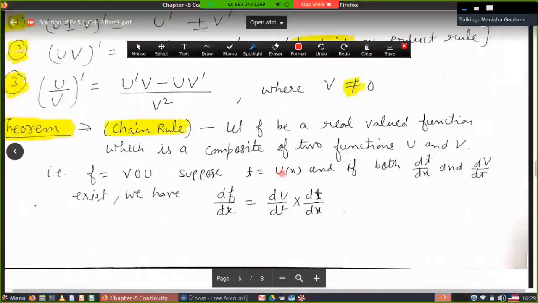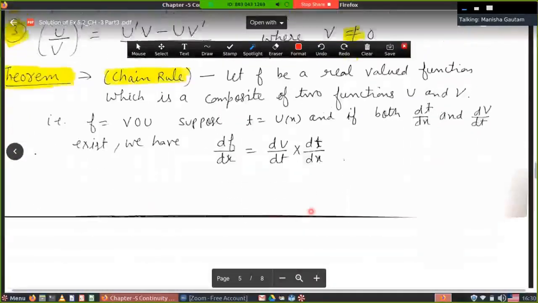Now here we will discuss the chain rule. Let f be a real valued function which is a composite of two functions u and v. Suppose it is v of u. Suppose t is equal to u of x. If both dt upon dx and dv upon dt exist, then the derivative of the function f is equal to dv upon dt into dt upon dx, if you are doing the derivative with respect to x. Now it can be explained by taking an example.